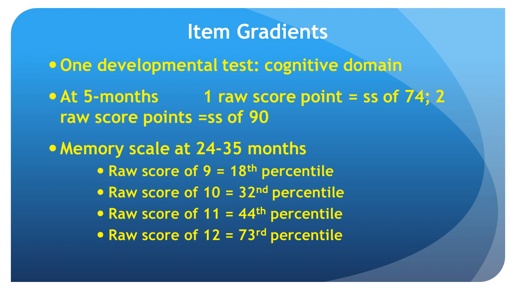To show you an item grading issue, there's one developmental test that will go unnamed, remain anonymous, but at 5 months, one raw score point is a scale score of 74. 2 raw score points give a standard score of 90. That is a big jump. Similarly with the memory scale between 9 and 12, you can see the percentiles have increased dramatically.